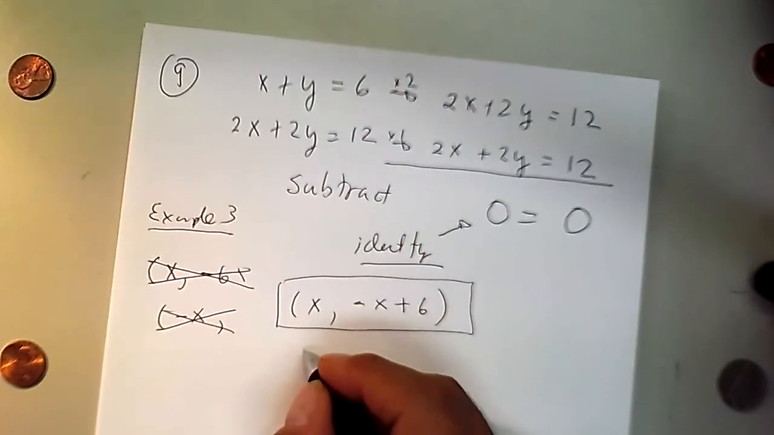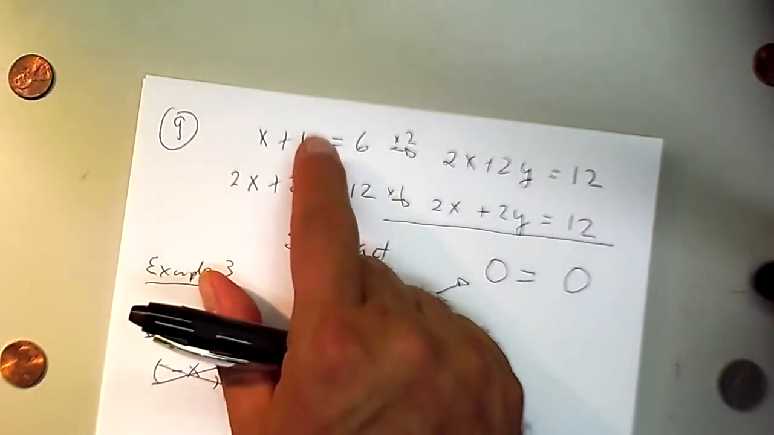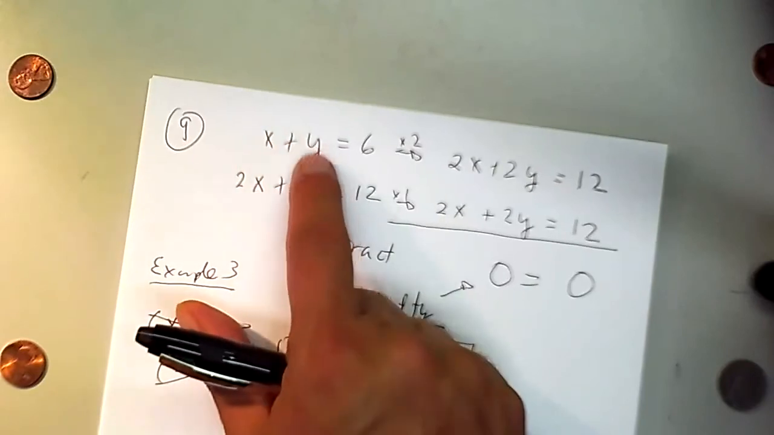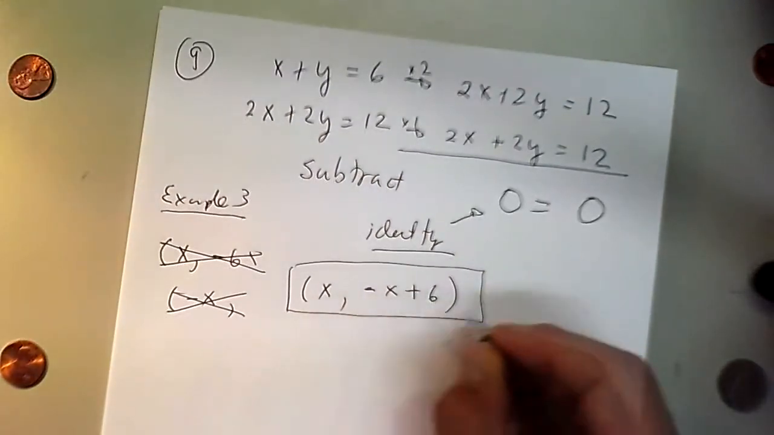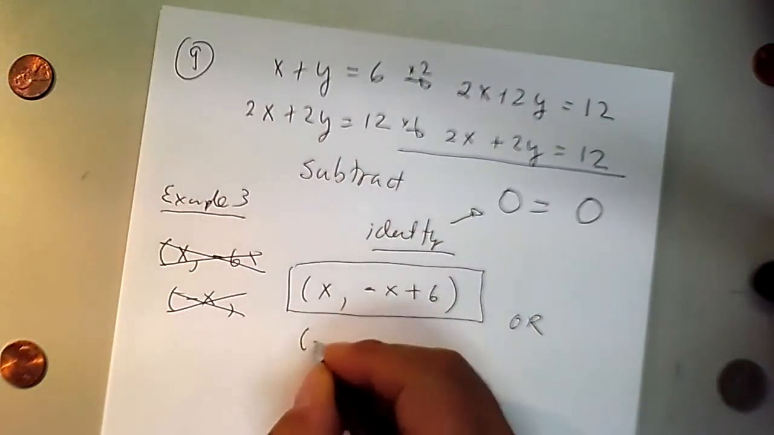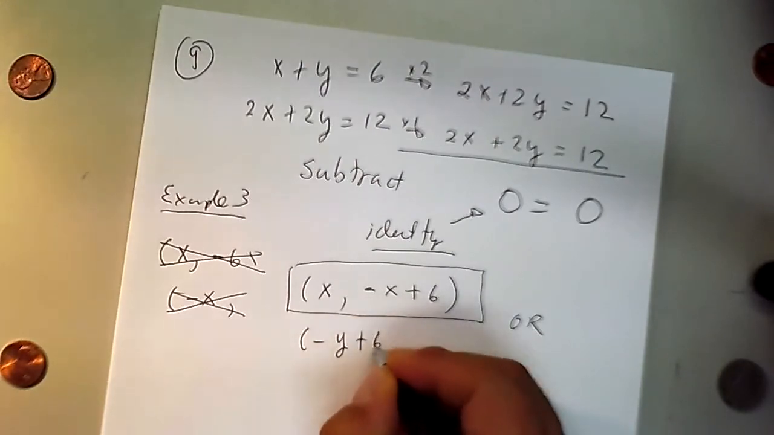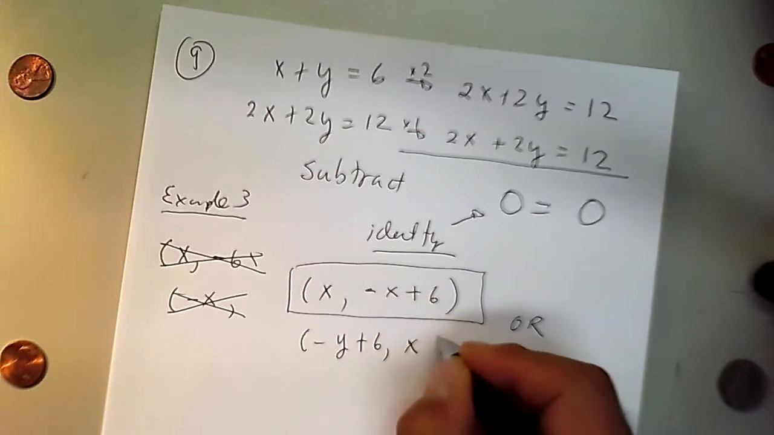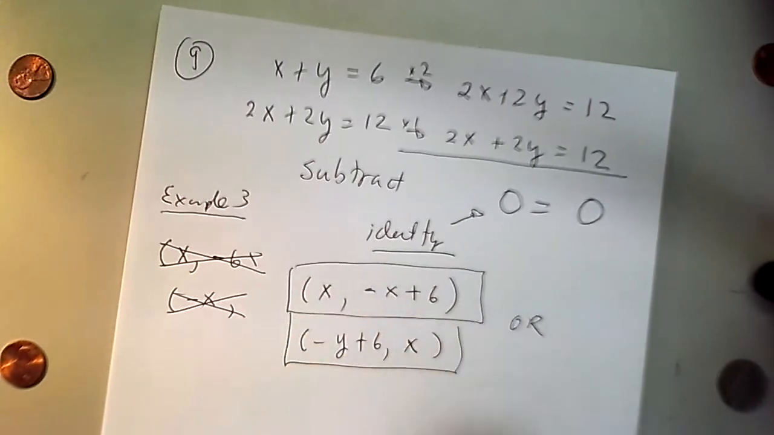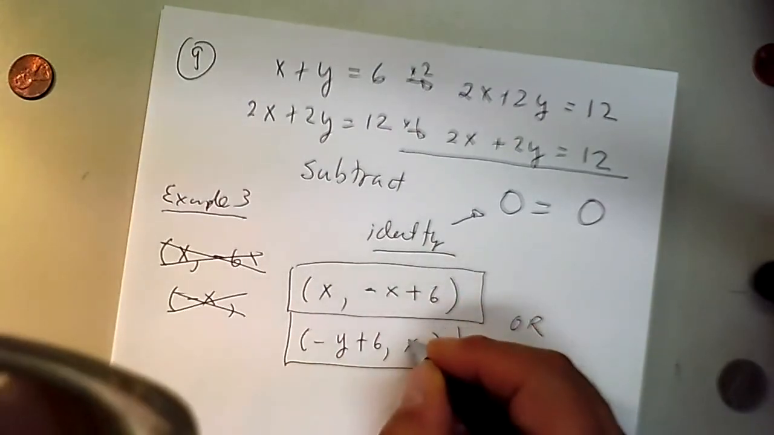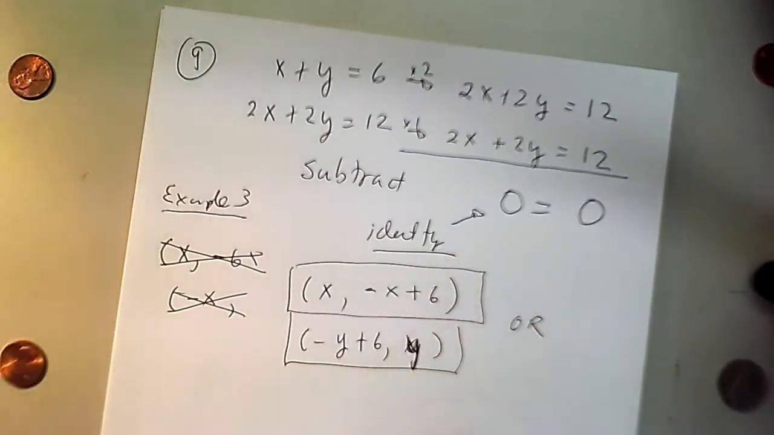Or we can set y to be free, so we move it to the other side of the equation, and then x will depend on y. So, or negative y plus 6 comma x. So that is another way to write the solution. I meant y here. Whoops. Yeah. There we go.